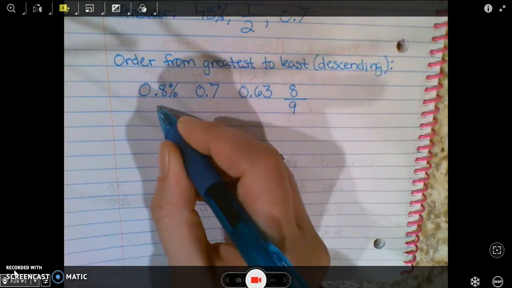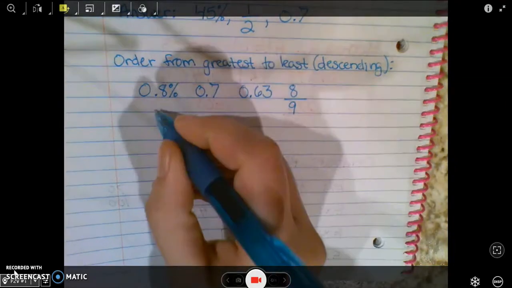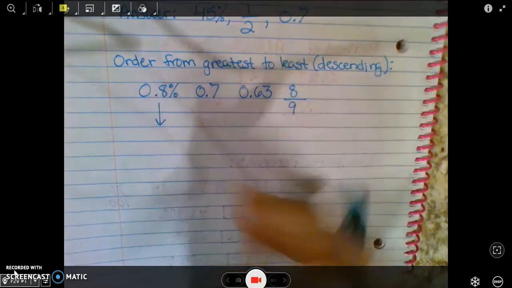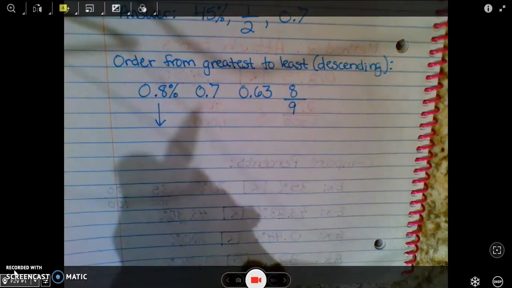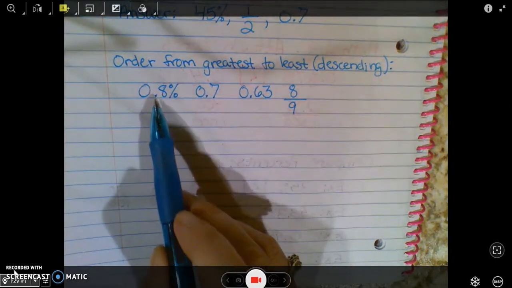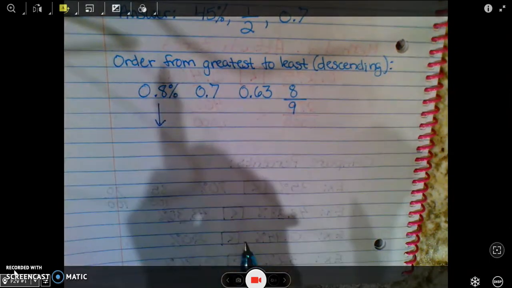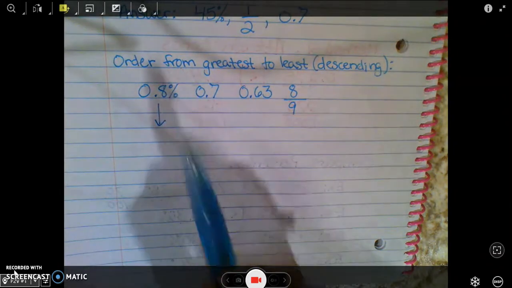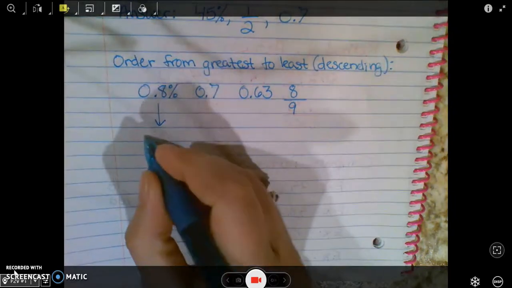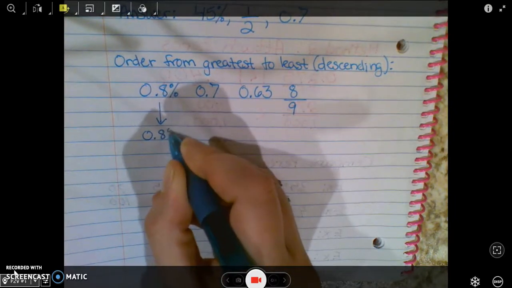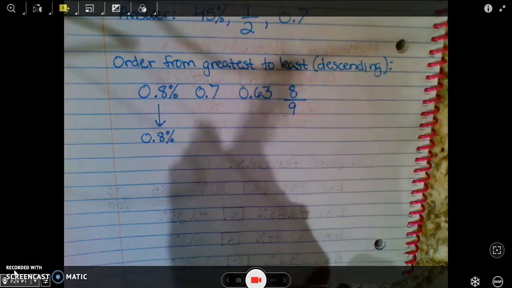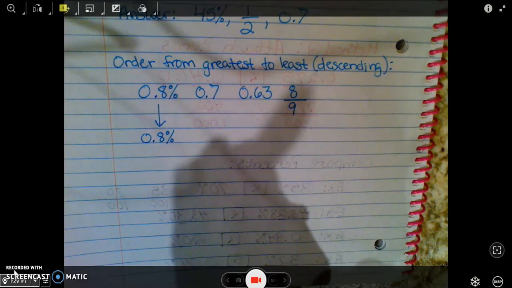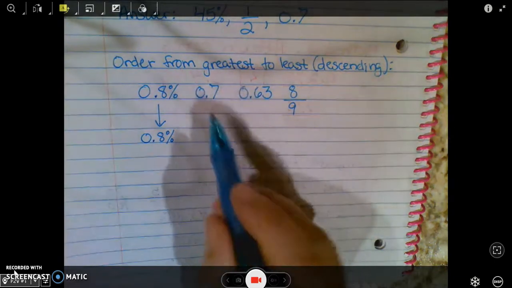All right, so I'm going to start with 0.8%. Now, this is actually probably the trickiest part. Most students want to go ahead and move the decimal point 2 places. However, this is already in percent form because there's already a percent sign. So this is going to stay 0.8%. It's a very small percentage. It is less than 1%, but it is already in percent form.